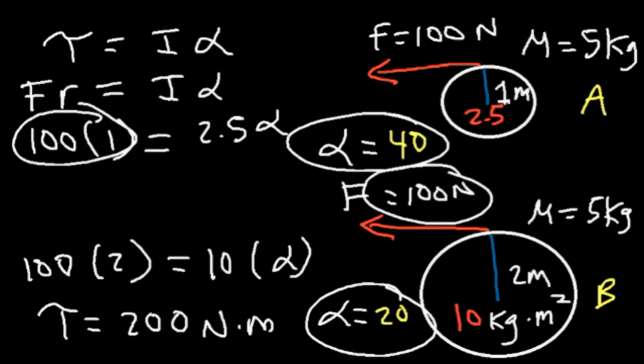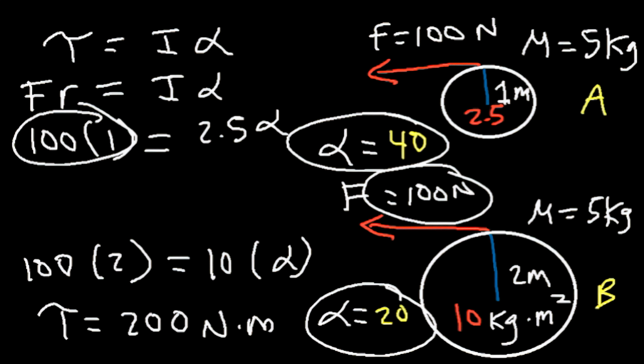So what that tells us is that it's easy to cause disk A to rotate, but it's harder to rotate disk B. So the larger the disk, the harder it is to rotate, since it has more inertia. It has more resistance to any changes in its motion. But the smaller the disk, the easier it is to rotate. It has less inertia.